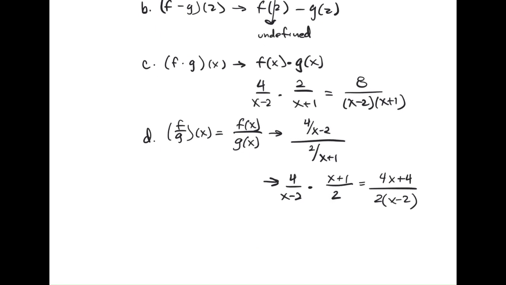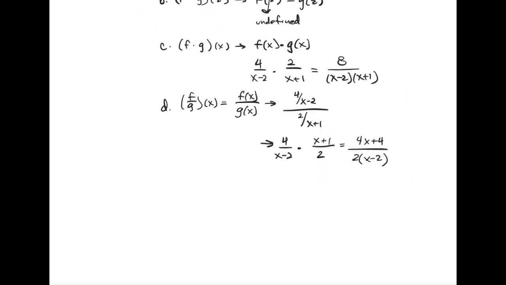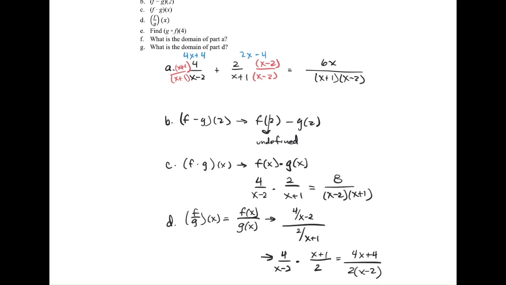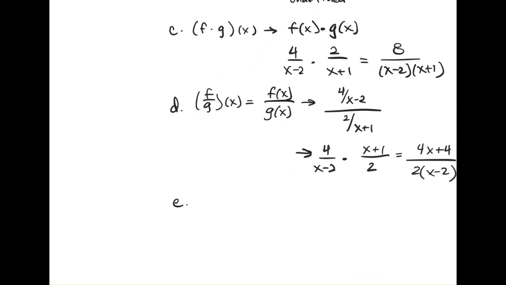Now part E is g composed with f of 4. We can think about that as g of f of 4. So the first thing we need to find is f of 4. This is the f function here. If we plug in a 4 for x, 4 subtract 2 is 2, 4 divided by 2 is 2. So 2 is going to replace f of 4. So this becomes g of 2.